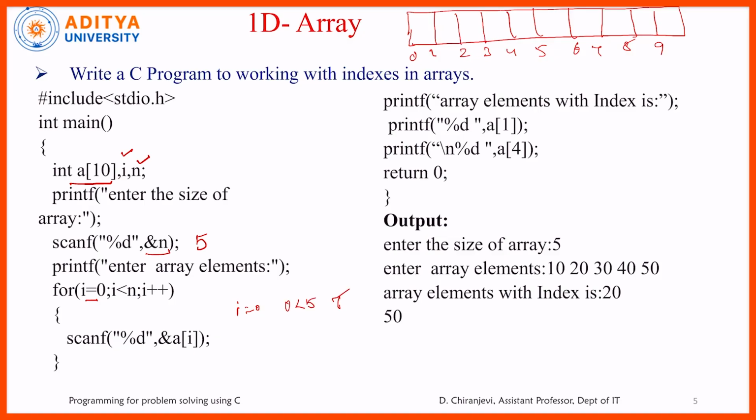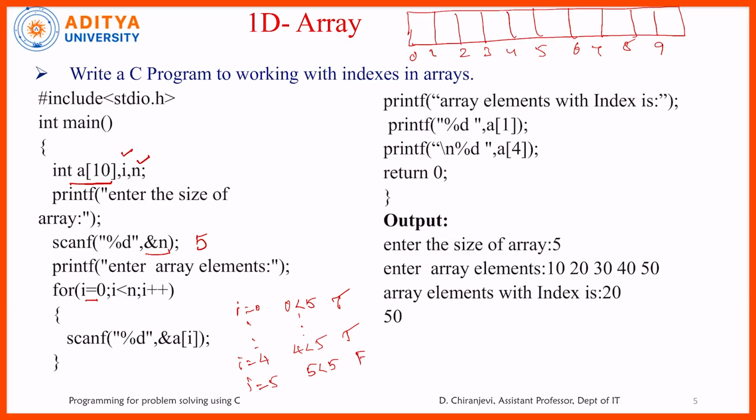Similarly, you can read up to I value 4. 4 less than 5, true. So all these conditions are true, so you will read 5 elements. When I value is 5, 5 less than 5 is false. When this is false, control will come outside the loop.